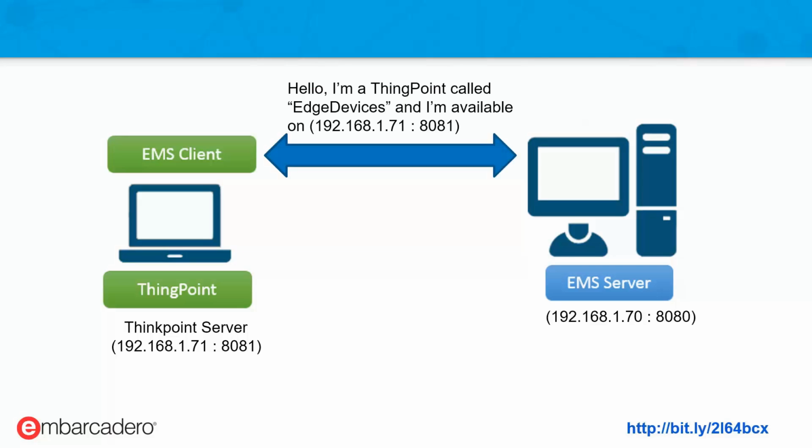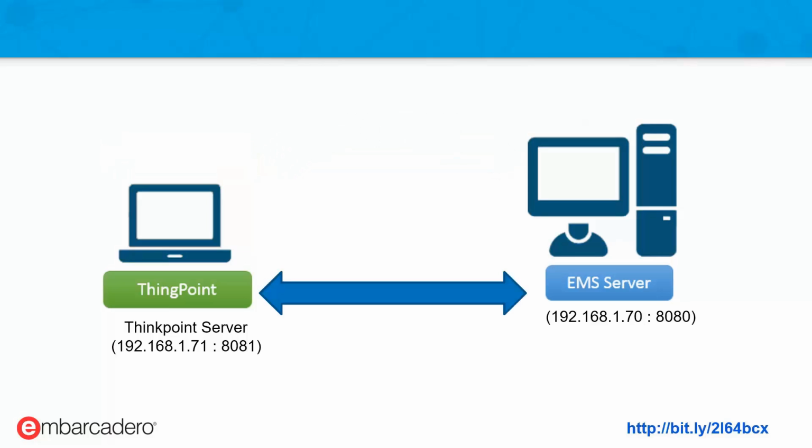So the first thing the ThingPoint does is it connects up to the EMS server as a client, and it sends in a registration message, something akin to saying, hello there, I'm a ThingPoint, I'm called Edge Devices, and I'm available on this IP address at this port number. Once that registration is done, the EMS server knows where to go find its data. It knows that it can call out to the ThingPoint. So from that point on, it treats the ThingPoint as a remote server, and the EMS server acts as a proxy for the clients. So let's go ahead and take a look at how we build a ThingPoint.